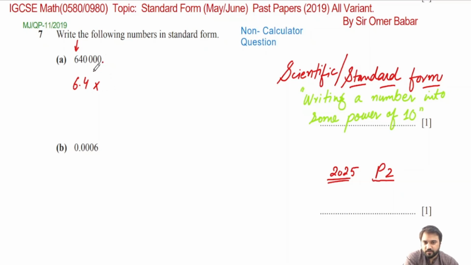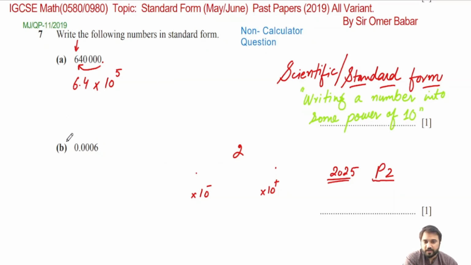So how many digits did it cross to reach after 6? I'm going to count: 1, 2, 3, 4, and 5. So into 10 raised to power how many? 5. The power is positive. Why? Because there is a principle: if you have a number, say this 2 is our first non-zero digit, and the decimal is on the right side of it, then the power of 10 would be positive, and if the decimal is on the left side of it, then the power of 10 would be negative.